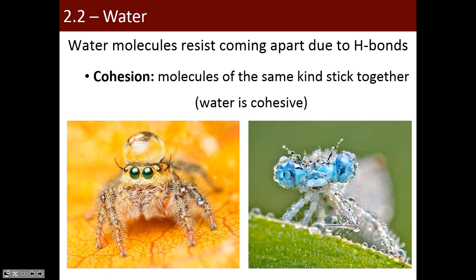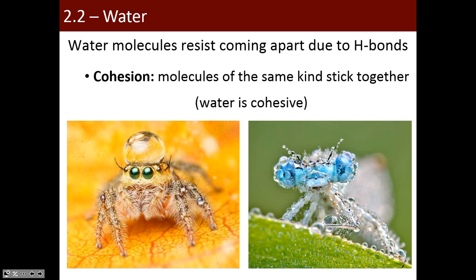So cohesion just means the molecules of the same kind stick together. So when we use the term cohesion, we're talking about things that are the same sticking together. Okay. So water molecules cohere, and they form droplets, bubbles, or surface tension, right?